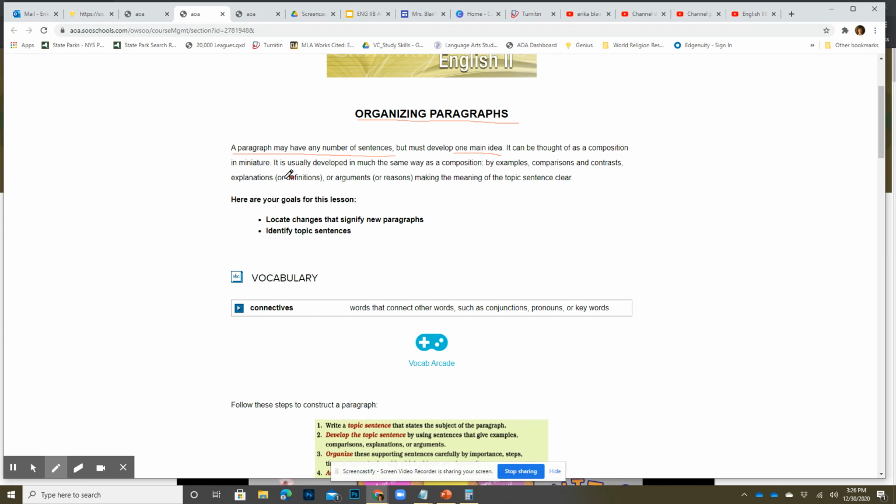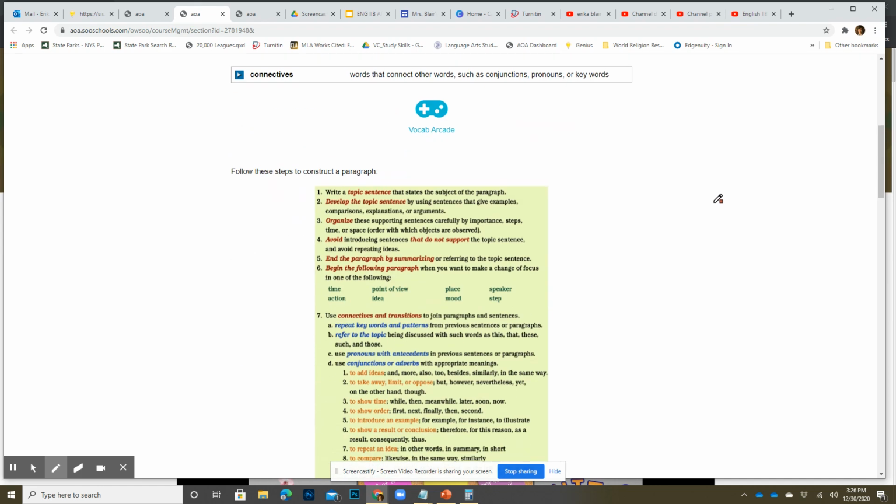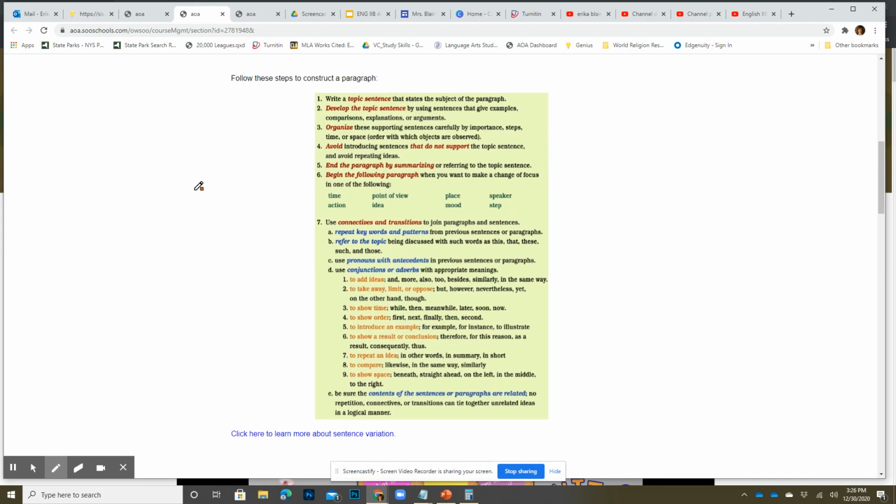Typically, we want to think of a paragraph as a miniature essay. There should be development in the same way. There should be examples, comparisons, explanations, arguments, or reasons, and all of that should support the topic sentence. Okay, again, we have a lovely graphic here, some steps on constructing a paragraph.